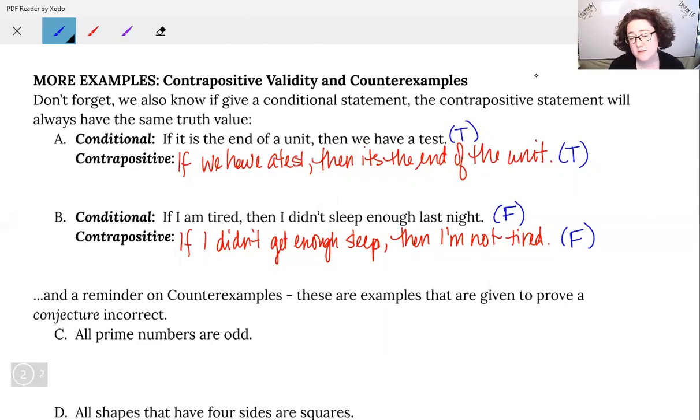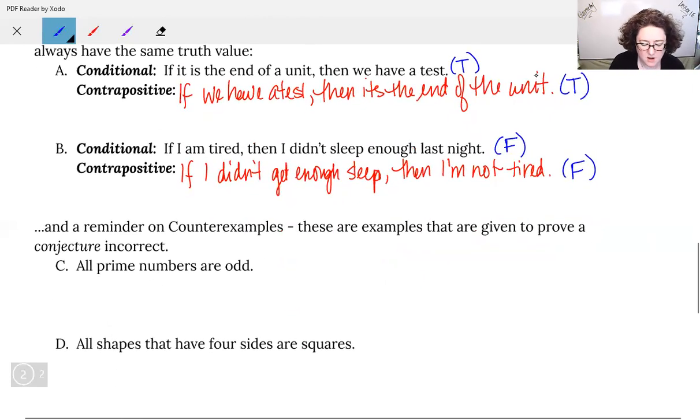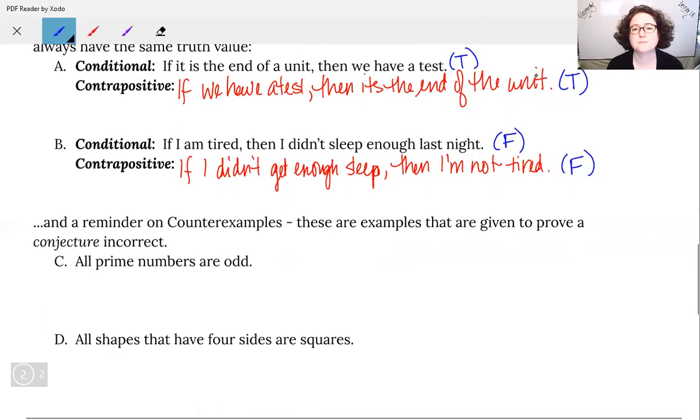So again, don't forget, a counterexample is you're trying to make a statement to prove something wrong. Specifically, if you're given a conjecture, just kind of like your hypothesis in a science experiment, you're saying a statement, and then we need to say something else to prove it incorrect. That's making a counterexample. So first example is, all prime numbers are odd.